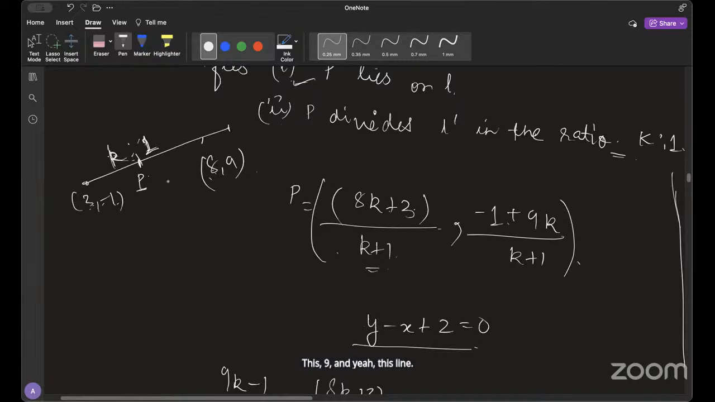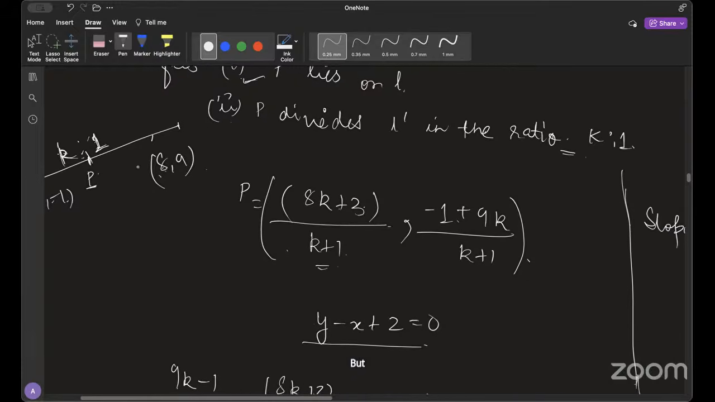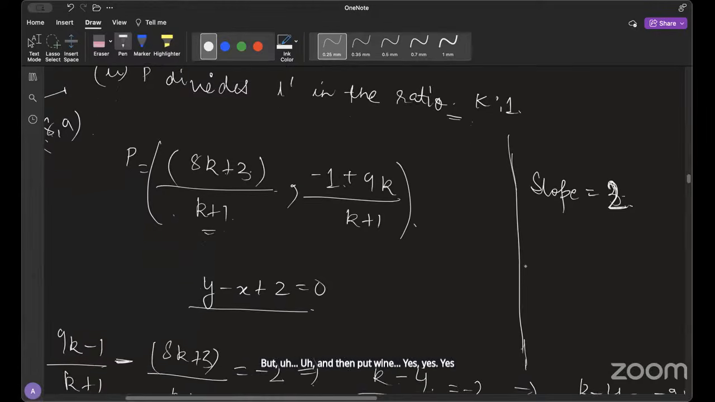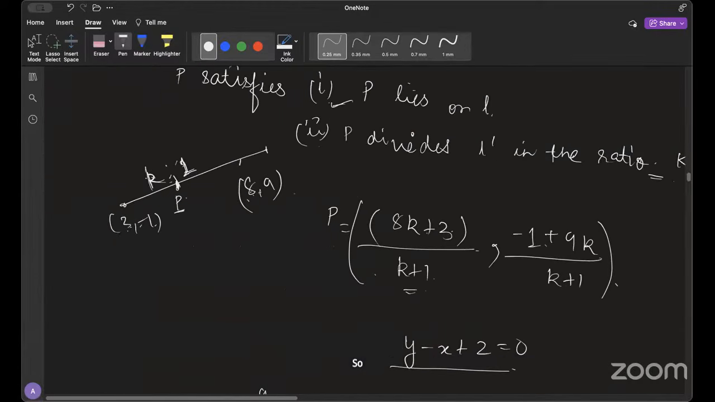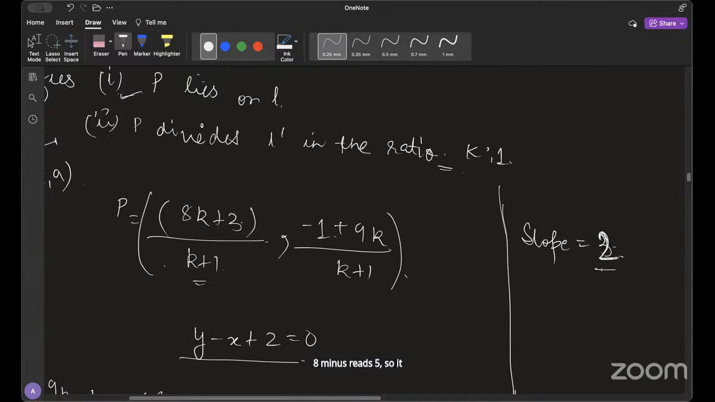If you find the equation of this line, it doesn't make sense because we don't need the line. But if you're trying to find the equation of this line and then put it to find the point of intersection, yes, correct. So the slope of this line is going to be 9 minus 1, so it's 10, and then 8 minus 3 is 5, so it's going to be 2, right?